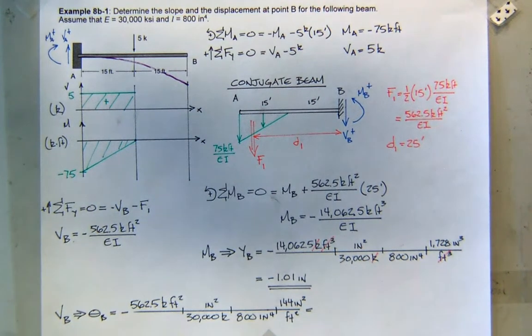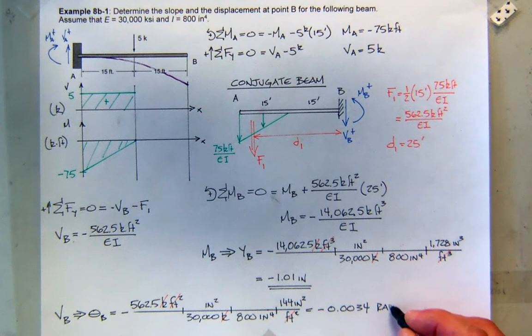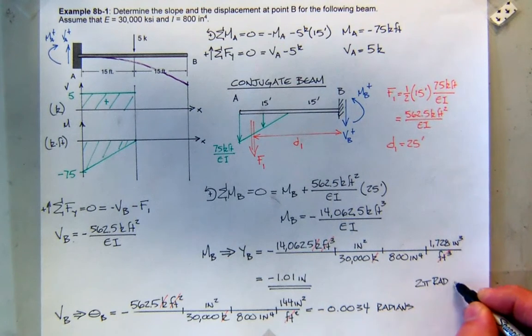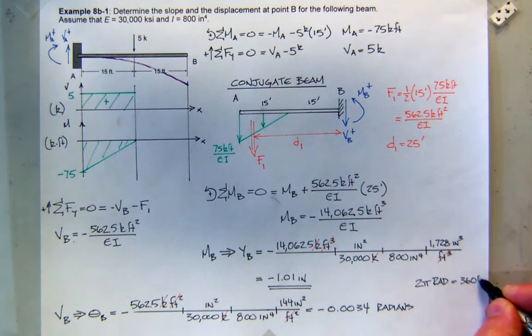Now if you look at those units, feet squared, kip, inches to the fourth, it has no dimension. So what's that number? It's going to be probably something very tiny. So the units of this are going to be in radians. And you might remember that there's 2 pi radians in 360 degrees. So that's how you can convert that. Pretty small angle.